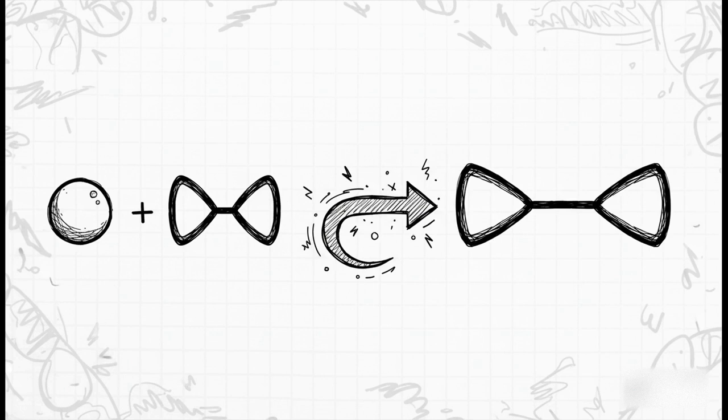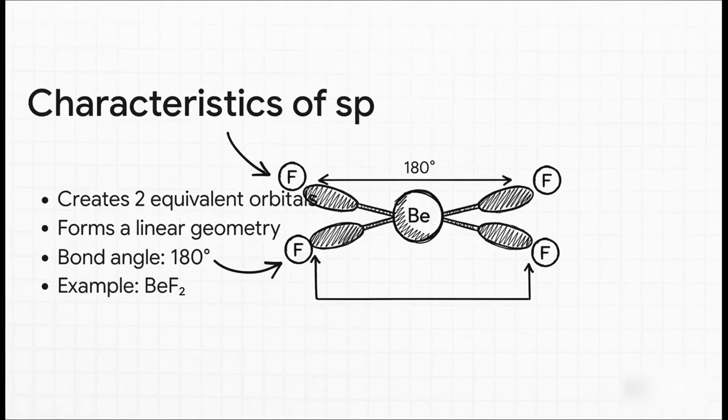Two brand new identical orbitals we call sp hybrids. And this is where the magic happens. Since these two sp orbitals are identical, they want to get as far away from each other as possible. And how do they do that? They point in completely opposite directions, creating a perfect 180-degree angle. This gives us a linear geometry, which is exactly what experiments show for BeF₂. Boom, problem solved, the theory matches reality.